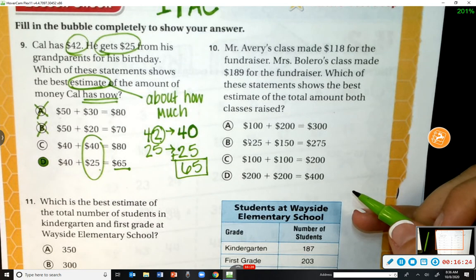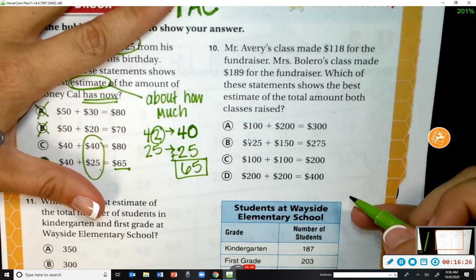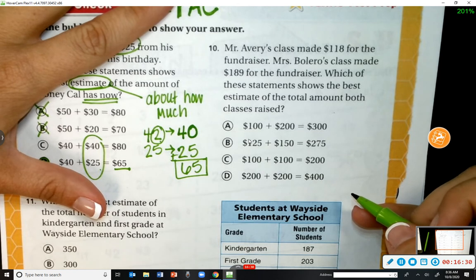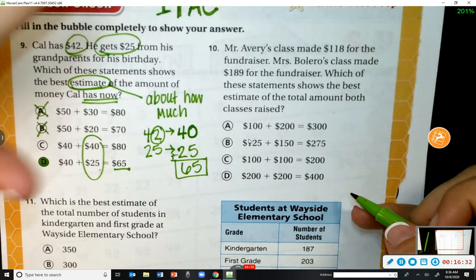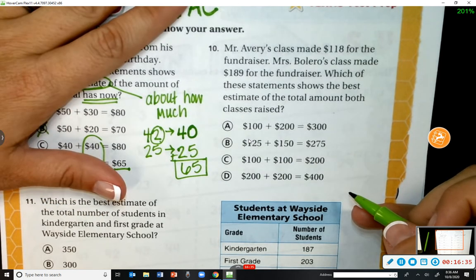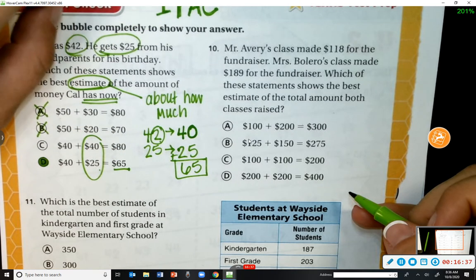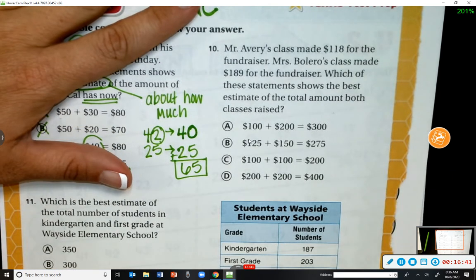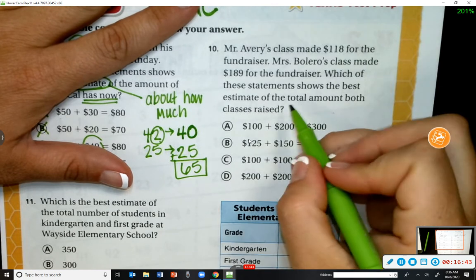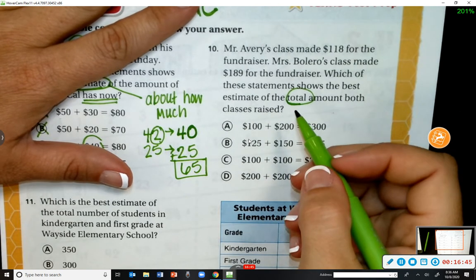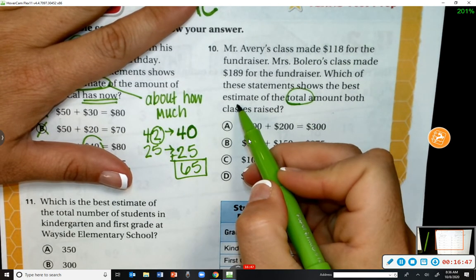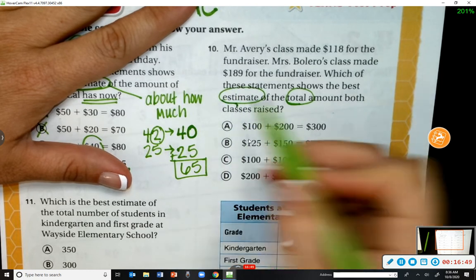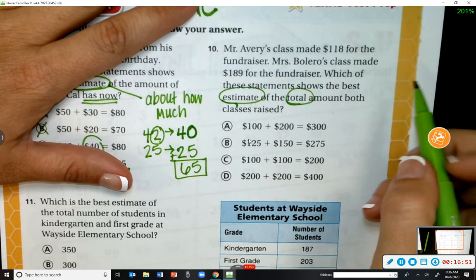Okay, so our question says, which of these statements shows the best estimate of the total amount both classes raised? Okay, I heard like 3 keywords in the question. Who can tell me one keyword that they heard? Kelsey? Total amount. Total. Good. Is estimate important? Yes, because we're going to be rounding and not finding the exact answer.